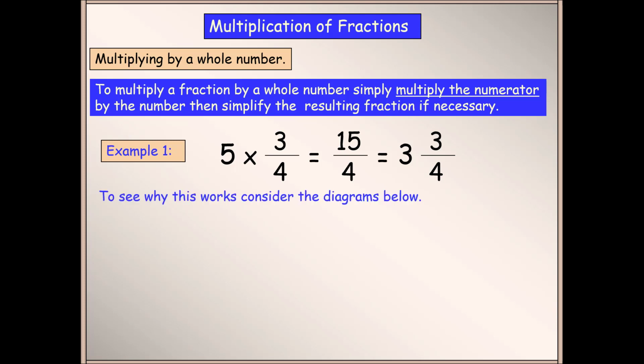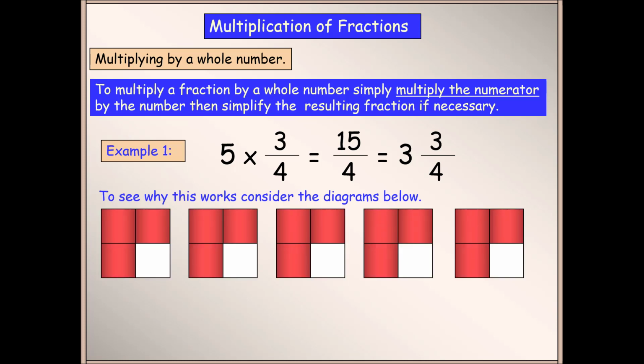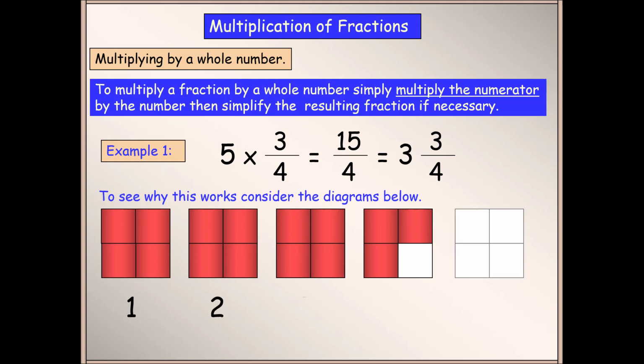To see why this works, consider the diagrams below. 5 times 3/4 means 3/4 plus 3/4 plus 3/4, 5 times. So now we are taking from the parts at the back to try to make whole ones. There's 1 whole, 2 whole, 3 whole. So we've got 3 whole numbers and 3/4.